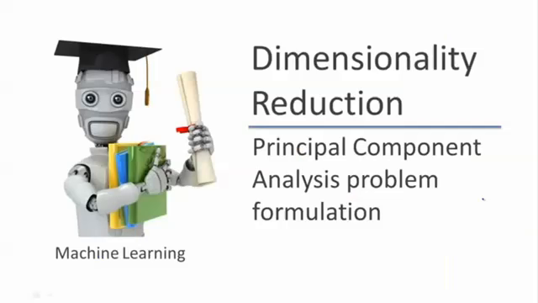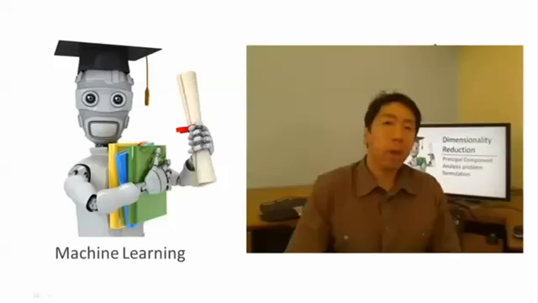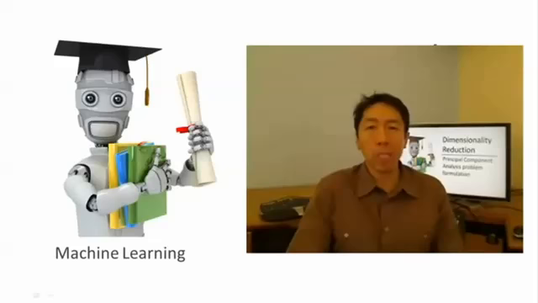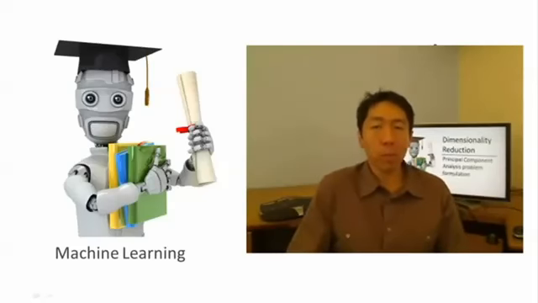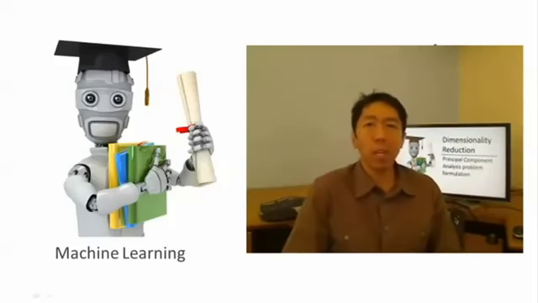For the problem of dimensionality reduction, by far the most popular, by far the most commonly used algorithm is something called Principal Components Analysis, or PCA. In this video, I'd like to start talking about the problem formulation for PCA. In other words, let's try to formulate precisely exactly what we would like PCA to do.